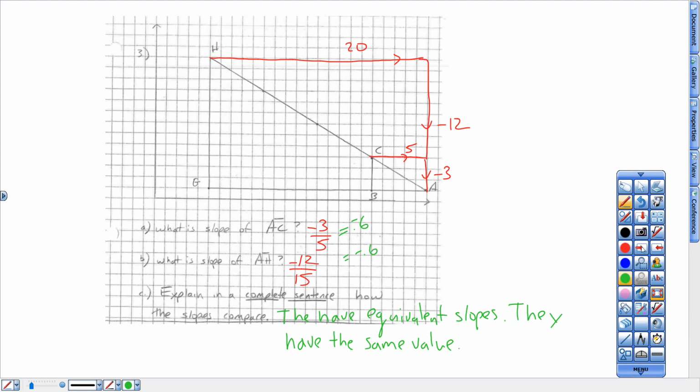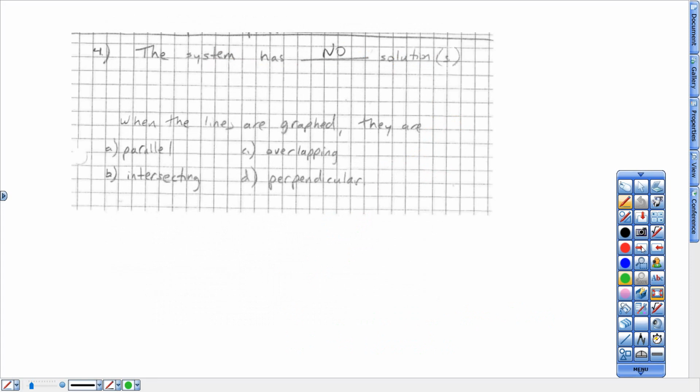All right, next problem, number 4. For this guy, again, what you're looking for is no solution, parallel lines. That's parallel. If I had one solution, intersecting. If I had infinite solutions, those would be 2 overlapping lines. So right there. But this one, no solution, parallel lines, never touch.